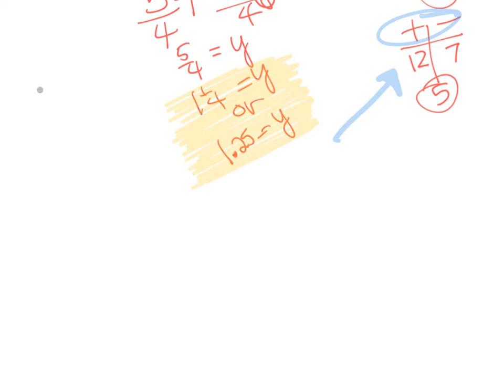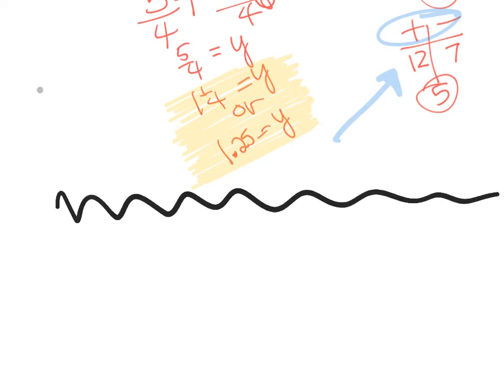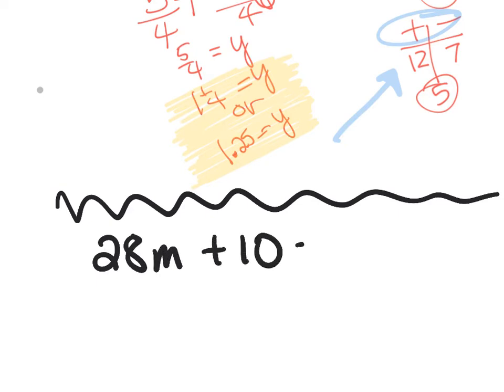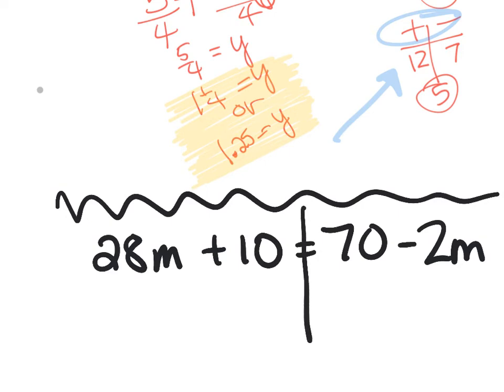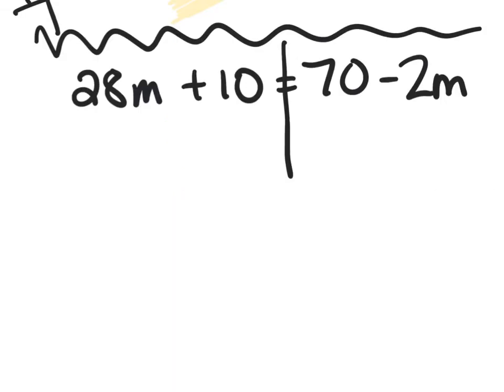Okay, I'm going to write a problem, and I want you to do it by yourself and turn the machine off. So it's 28m plus 10 equals 70 minus 2m. Go ahead and solve this one yourself. Set it up. Don't forget to use your plus and minus t-charts. Go.